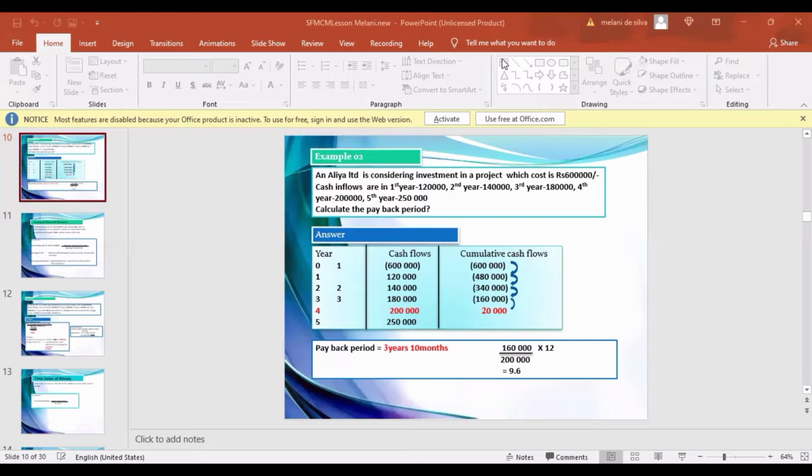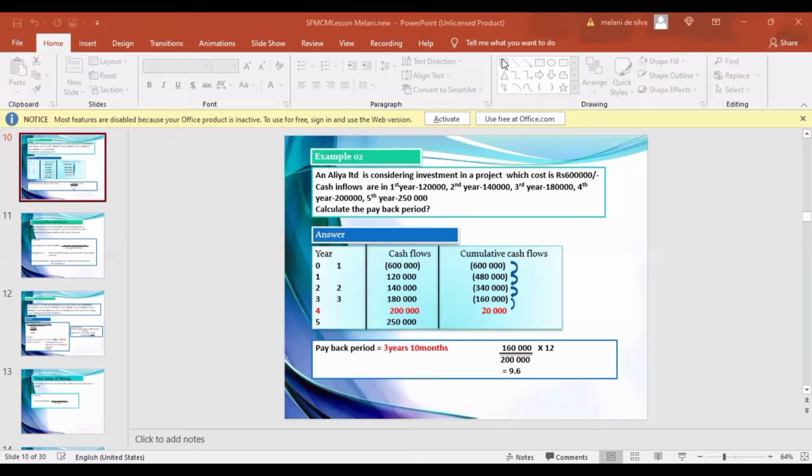We will take as the years the year with the positive value before the negative value turns positive. That means minus 160,000, the value year is the third year. Therefore, the payback period years are 3.